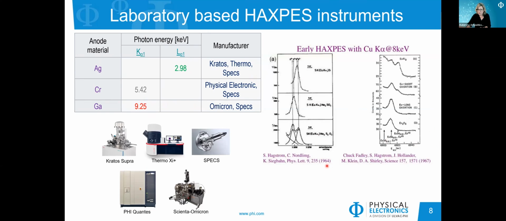Here are some of the early papers from 1964 and 1967 that show very early HAXPES using copper K alpha, which has an energy of 8 keV.